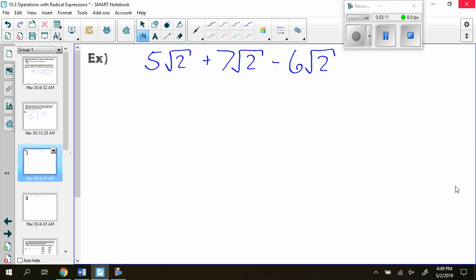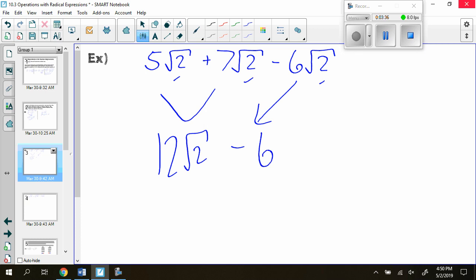An example right here, maybe I'll lead the charge here, and then we've got slide number 4 that you guys try. So the example: I've got 5 square roots of 2 plus 7 square roots of 2 minus 6 square roots of 2. All the radicals match, so that's good. That means I can combine the coefficients, the regular numbers. If I work 5 square roots of 2 plus 7 square roots of 2, I get 12 square roots of 2. And if I bring down this minus 6 square roots of 2, my total would be 6 square roots of 2.